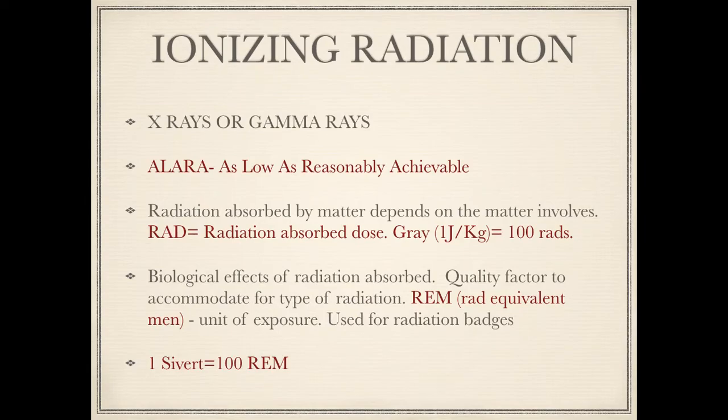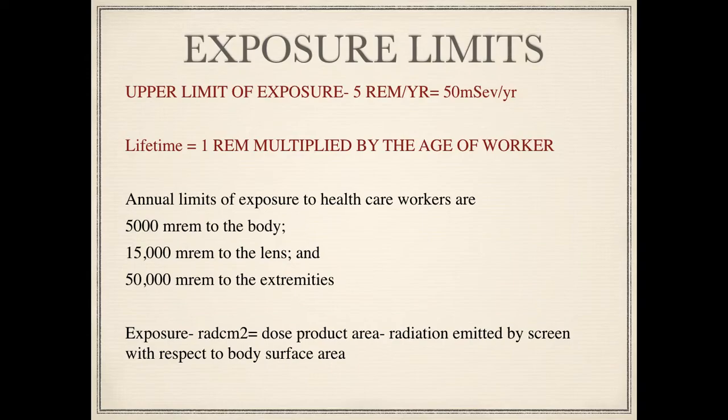Now, there are different kinds of radiations, as we talked about before: X-rays, alpha rays, gamma rays, and the biological effect of these can be varied. So to equate them or get them on a normal scale, we use a quality factor to accommodate for the type of radiation. So when we are measuring the exposure, the unit used is called REM or sieverts. REM stands for radiation equivalent man. The upper limit of exposure, universally agreed on, is 5 rems per year, which is equivalent to 50 millisieverts per year.